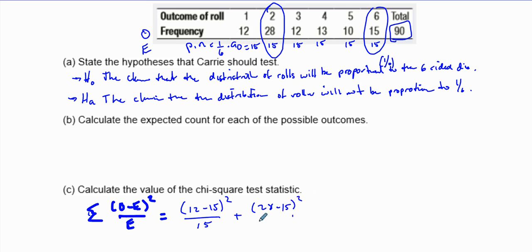All right, squared divided by 15. And we would do this for every single roll, okay? For every single roll we have here. And we square it, divide by 15. And we can keep on going.